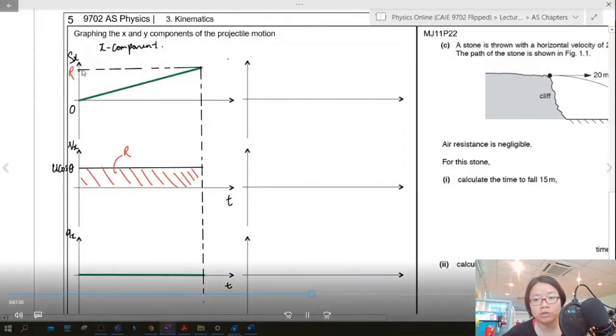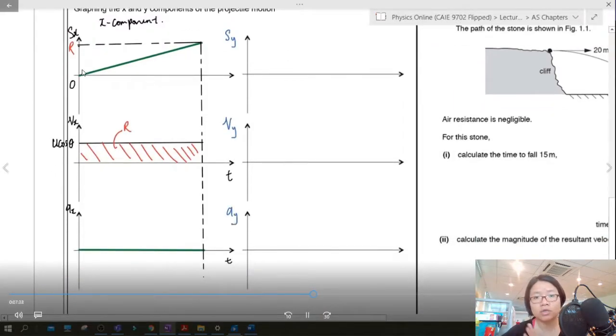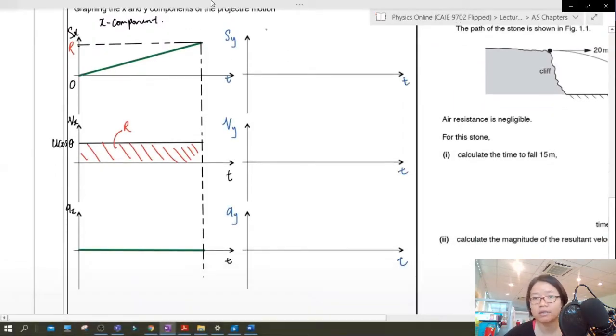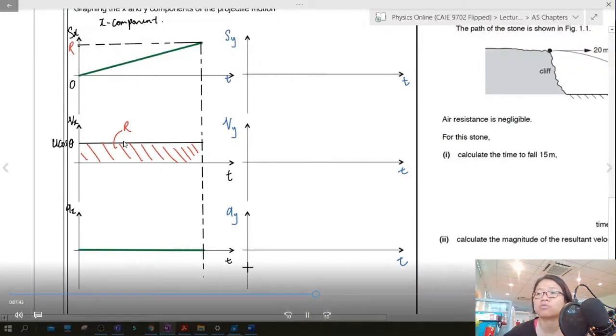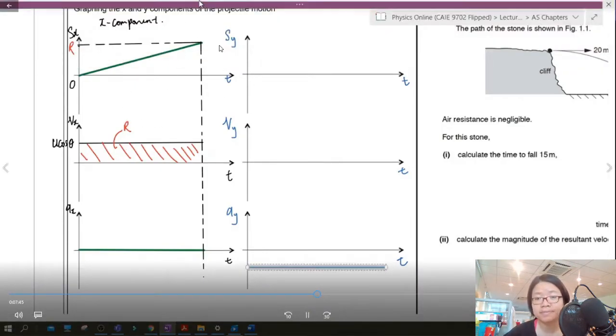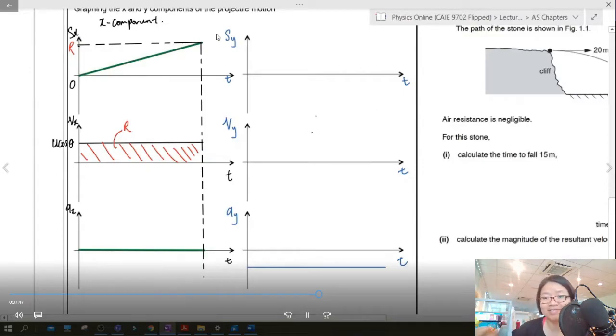Okay, so this is the horizontal component. It's the easiest one to draw. We're going to now move on to draw the vertical one. Again, if you already understood, you can skip this part. It's just to recap and for you to fill in your notes. You can draw the one with the rebound as well. Just draw this one smaller.